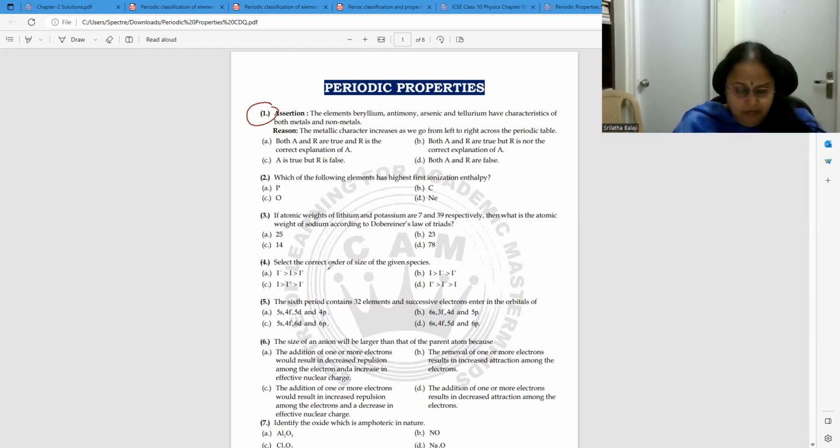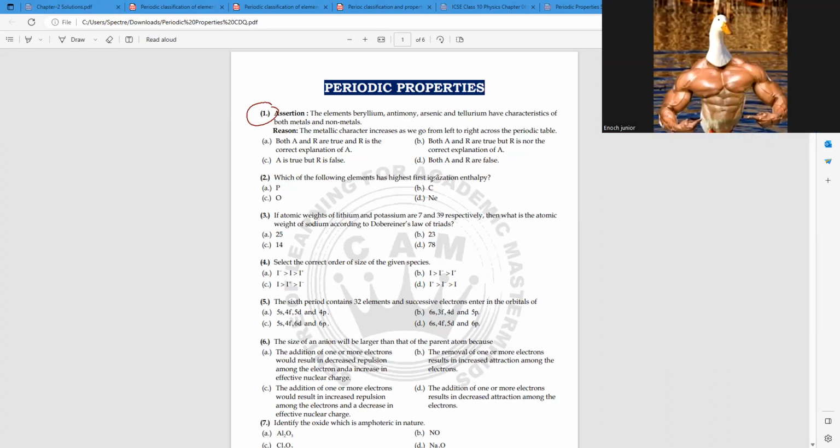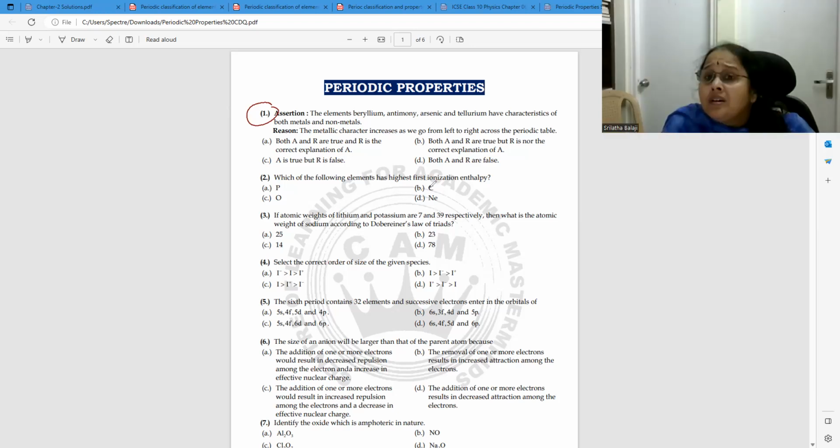So what is it given? You have to assess, is statement one true? Is the reason true or false? Then answer your question. Take the options A, B, C, D. Beryllium, antimony, arsenic, tellurium have the properties of both metals and non-metals. Answer is C. Come again? C. Do you think the assertion is true?